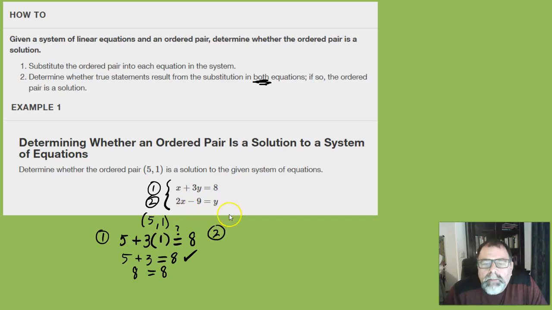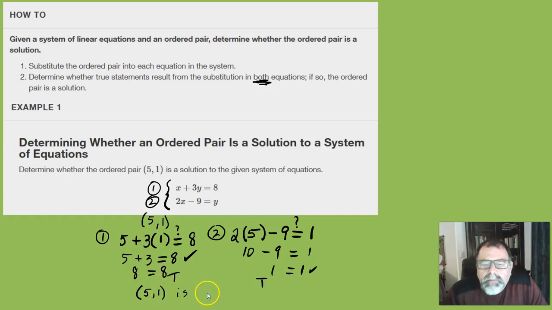Now line 2, we do the second equation. We're going to put in the 5 for the x, and 1 for the y, and then check to see if this is a true statement. So we get 10 minus 9, which equals 1. That's definitely true. 1 equals 1. So it's true for both. So then that means that (5, 1) is a solution to the system.